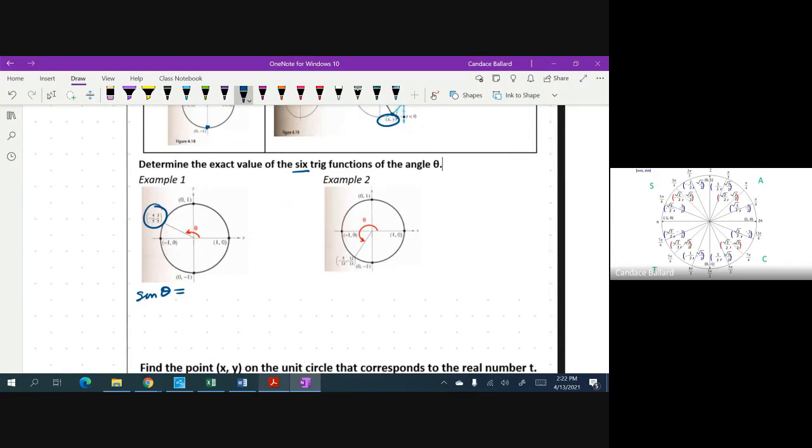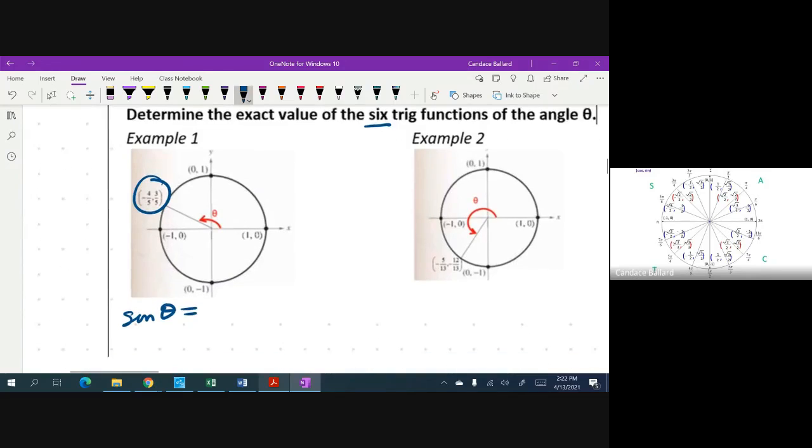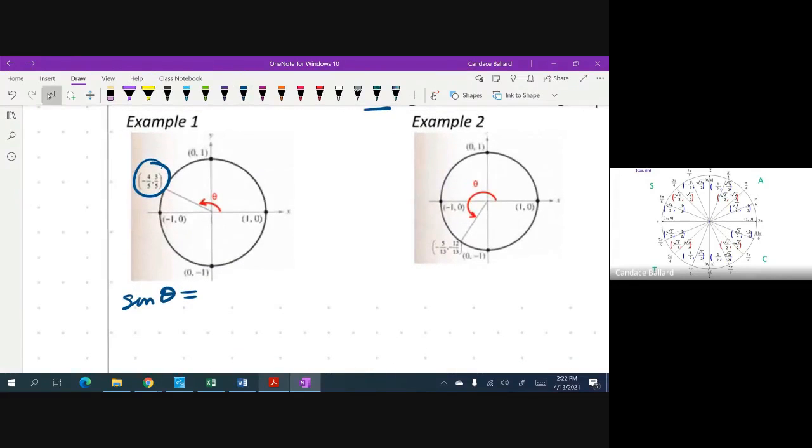Notice the coordinate is right there. I know it's kind of small. Let's see if I can blow it up a little bit. So remember that the cosine is the x value, the sine is the y value. That's something we touched on a little bit before. Now we're really going to bring that into play. So my y value of this coordinate is 3/5. My x value of this coordinate is -4/5.